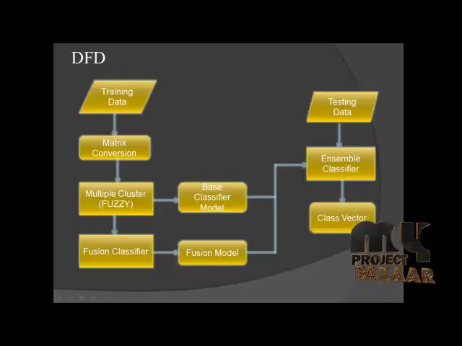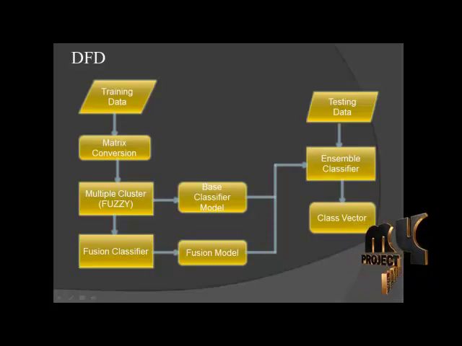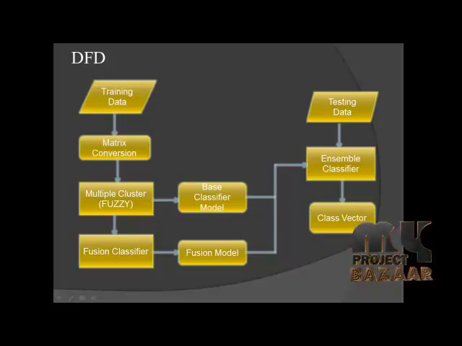Now we can start examining the data flow diagram of this project. At the first stage, we take the training dataset of weather, which is converted into a matrix for further classification. Then multiple classifiers make use of this matrix, which leads to the Bayes classifier model, which utilizes the Bayesian algorithm. The output of the Bayesian algorithm will be given to the fusion classifier, which utilizes the C-means clustering algorithm as a fusion model.